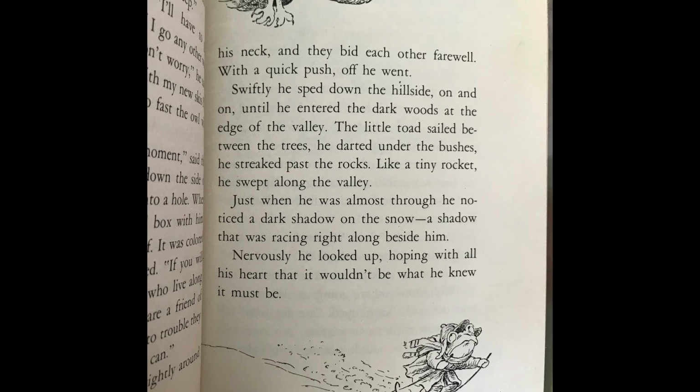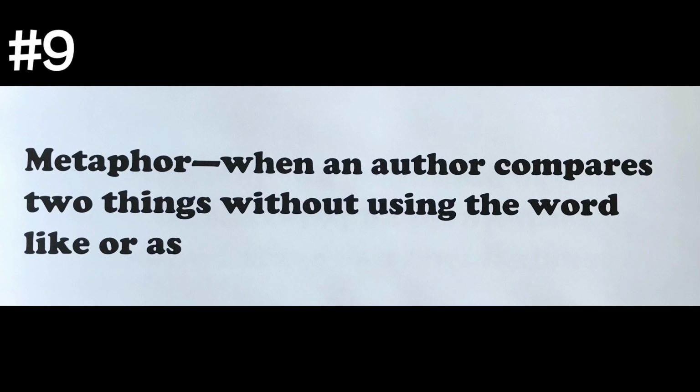Hopefully, you were able to identify the simile. In this case, the author is using the word like to compare the toad to a tiny rocket. The next word I want to review with you is metaphor. A metaphor is when an author compares 2 things without using the word like or as. I'm going to read to you from a different page in the book A Toad for Tuesday, and again, see if you are able to recognize the metaphor before I highlight it in blue.